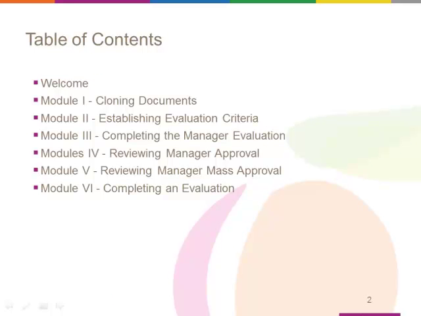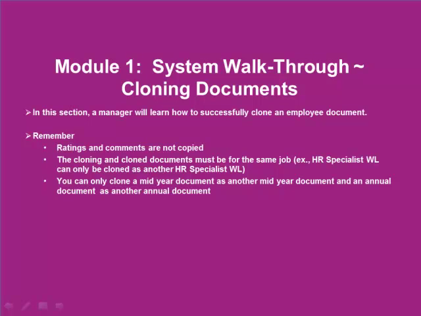Each of the modules in this series equips you to successfully perform a specific set of activities in the performance management process. To begin the process of creating an electronic performance plan for your employees, you will need to create the shell of the document. There are two ways of accomplishing this task. One of those ways is by copying or cloning an existing document, which we are showing you in this module. Cloning allows managers to create future dated documents using a prior year's document.